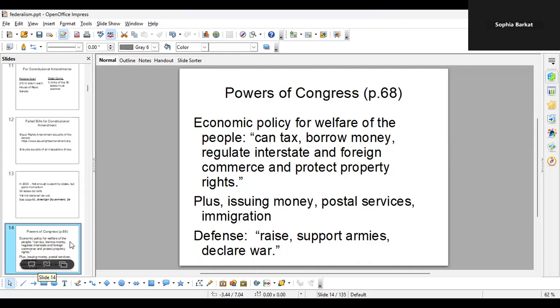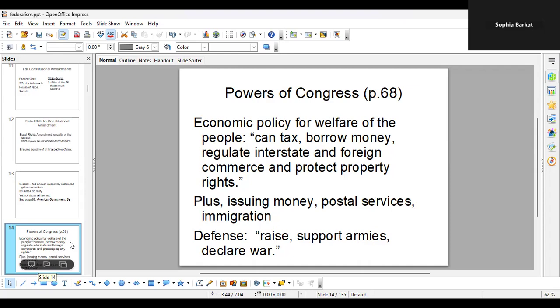Economic policy for welfare. So welfare is a term we talked about in a previous lecture on federalism, how the idea of welfare becomes a big question mark. Whose welfare, right? Okay, so the Congress can also regulate policies related to postal services, immigration, money-related issues. Generally, the Federal Reserve bank is in charge of actual activities, but Congress can have a say.